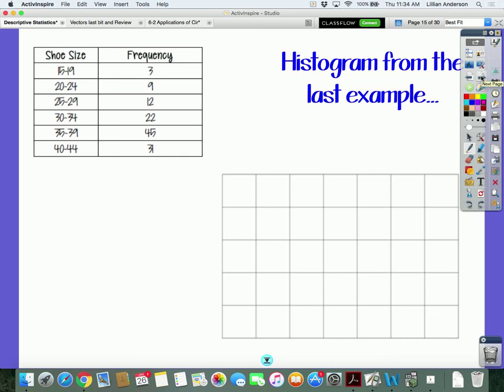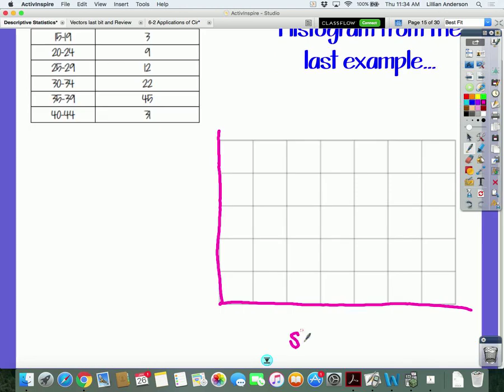When we draw this histogram, like I said before, we need to find the upper and lower boundaries, and then we're going to draw our bars. The x-axis represents what? The boundaries. So our boundaries were technically our shoe sizes. We always want to make sure that we label. And then our y-axis is going to represent what? The frequency. It's pretty easy. First column is x, second column is y.